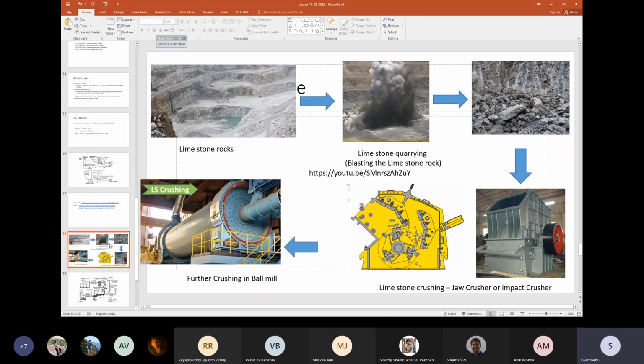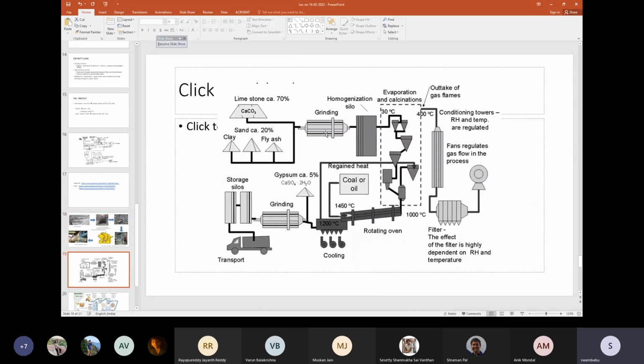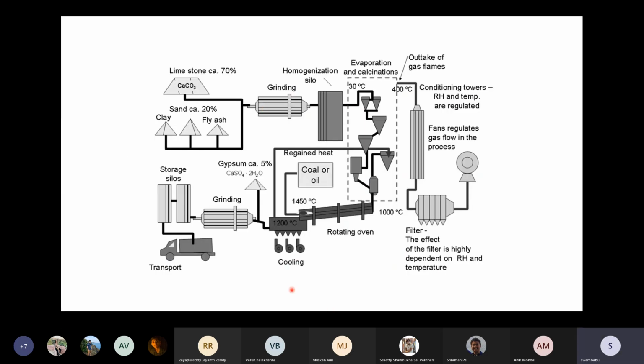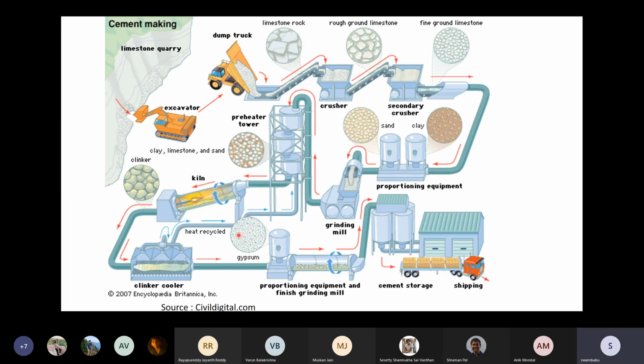Okay, leave that. So they grind it. Basically, this grinding is only for mixing in a homogeneous way. I think the next picture is better. So we have limestone rock crushed into small pieces. Then they will add sand and clay in a proportionate amount. Then uniform mixing of limestone, sand and clay, and uniform grinding will take place.